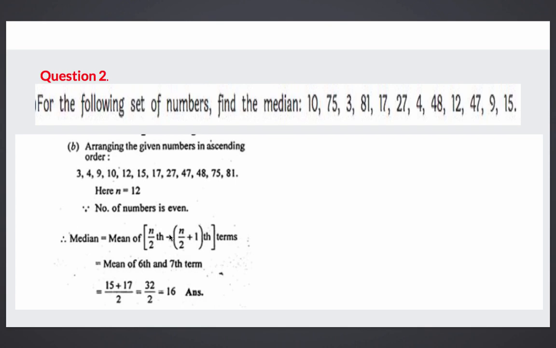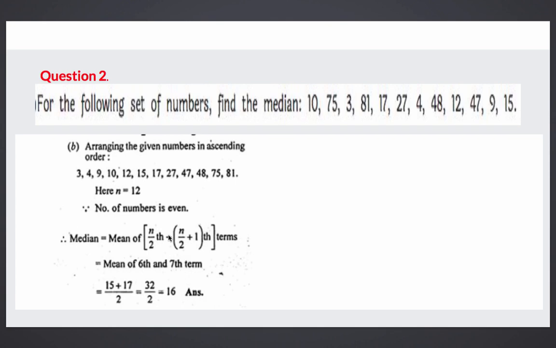Mean is what? Add the two observations upon 2. So the n by 2th observation plus the n by 2 plus 1th observation, upon 2. Clear? So what do you get? 12 upon 2, the 6th observation, plus the next observation, that is 12 upon 2 plus 1, that is 6 plus 1, the 7th observation.